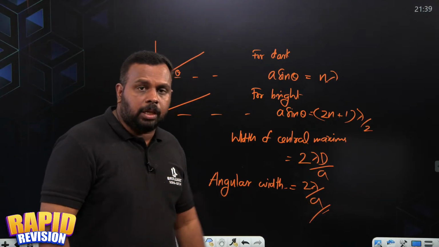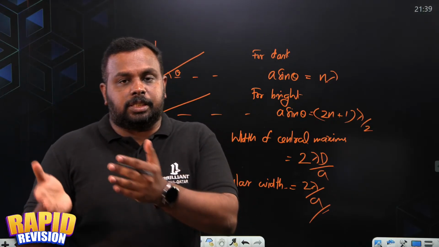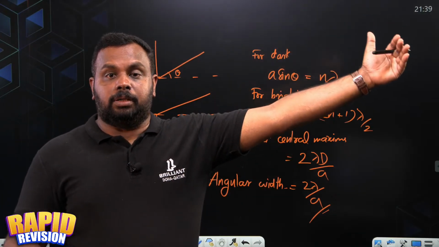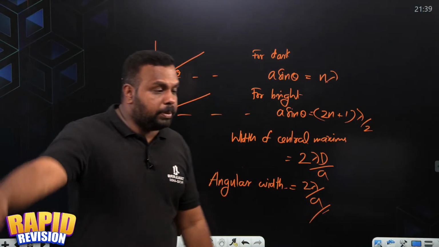So there will be questions, probably MCQ: if the distance between the slit and the screen is doubled, what will happen to the angular width? Nothing will happen because it is independent of capital D.